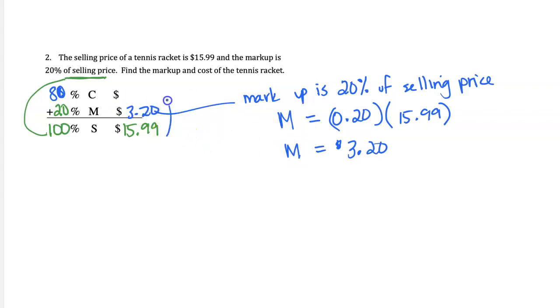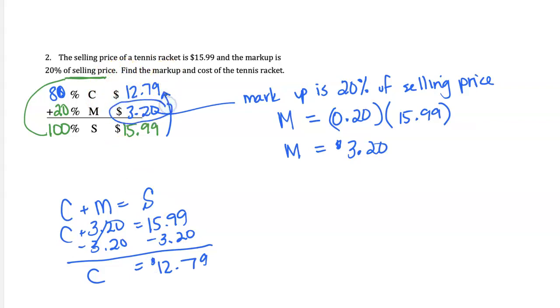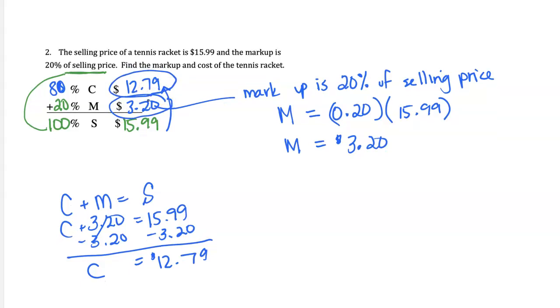That then tells us we can work backwards and subtract to get the cost, or we can use that equation, cost plus markup equals selling price. And then also we'd be using subtraction with our equation. And I end up with a cost of $12.79. It asks us to find the markup, which we did, and it also asks us to find the cost, which we did. Let's try question 3.